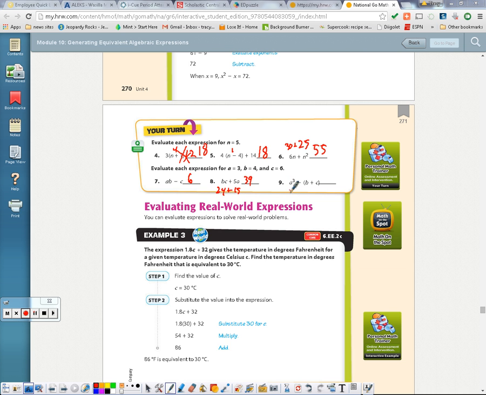So, number 9. A cubed minus b plus c. We're going to do what's in parentheses first. B plus c. 4 plus 6 is 10. A cubed. 3 times 3 is, I'm sorry, 9. Times 3 more is 27. 27 minus 10 is 17.